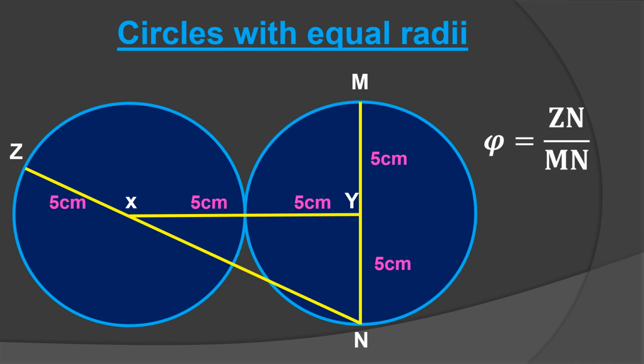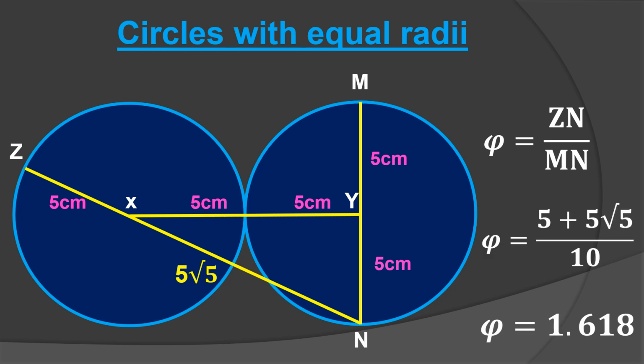So, visualizing with numbers, let's say the radii are 5 centimeters. Notice that this triangle is a right-angled triangle. So, we use Pythagoras theorem to work out the missing side of this triangle, which is 5 root 5. Therefore, ZN is 5 plus 5 root 5, divided by MN, which is 10. To simplify this, you are going to get the golden ratio is equal to 1.618.